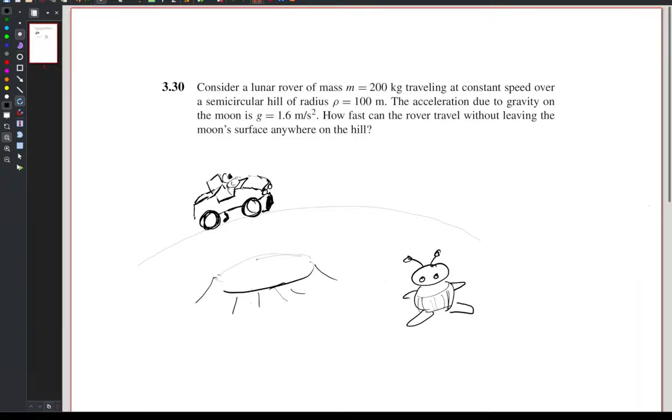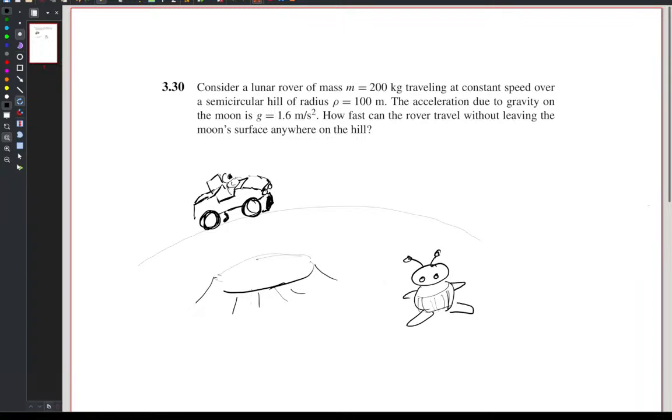Cool. So we're driving up and over a moon. Do you think maybe a free body diagram might help? All right. So for the free body diagram, do we need to consider rotation of the rover? Does it matter if we're going up and over a hill and trying to figure out max speed before we leave the ground? Do we care about rotational inertia?